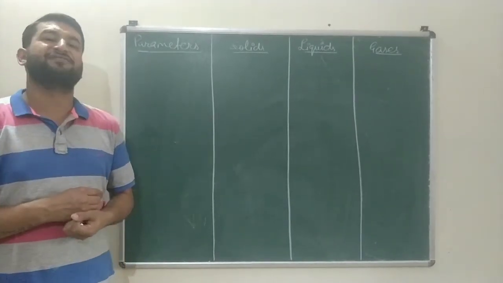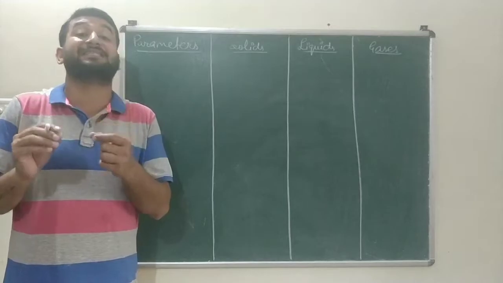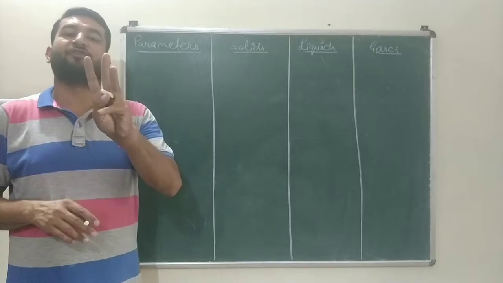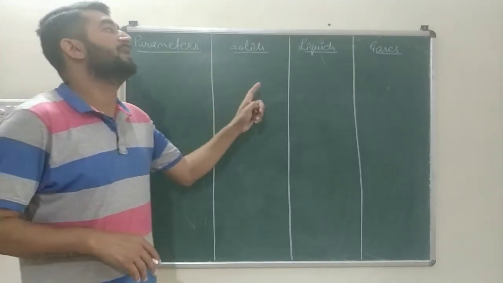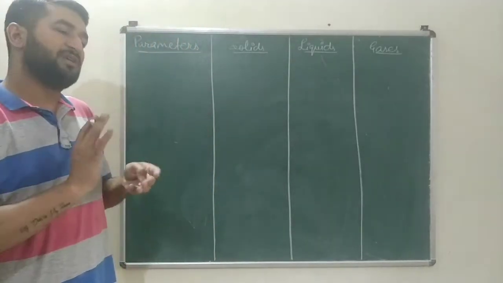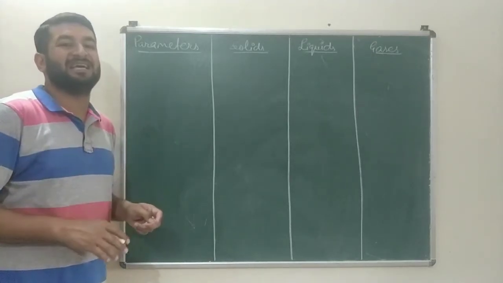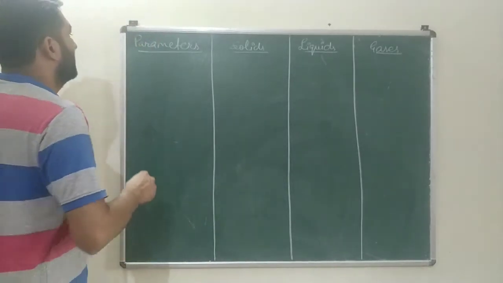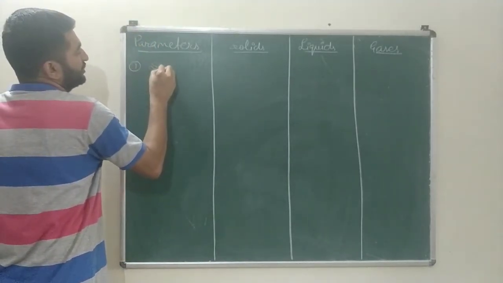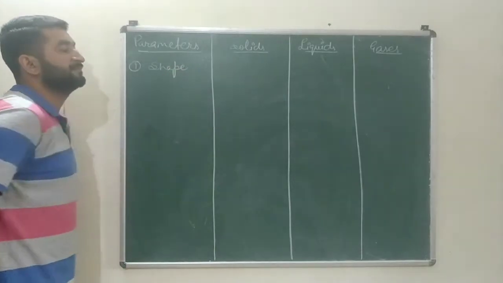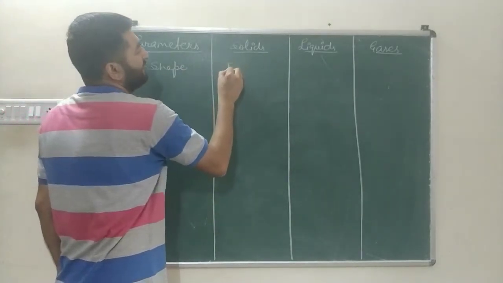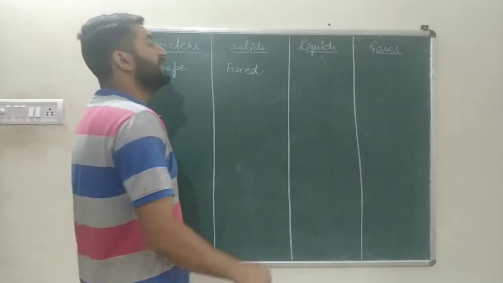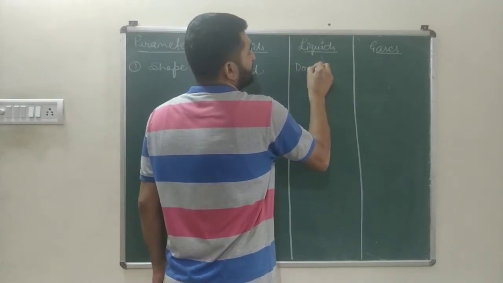Now we'll discuss the classification of matter, the physical classification of matter. Physically, matter is classified into three forms: solid, liquid and gas. We'll discuss the properties of solids, liquids and gases on the basis of certain features, out of which the first one is shape. Solids have a fixed shape. Liquids do not have a fixed shape.